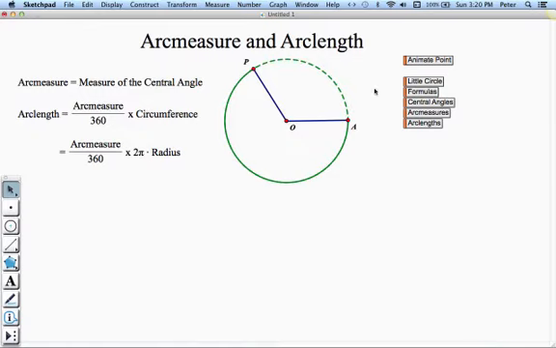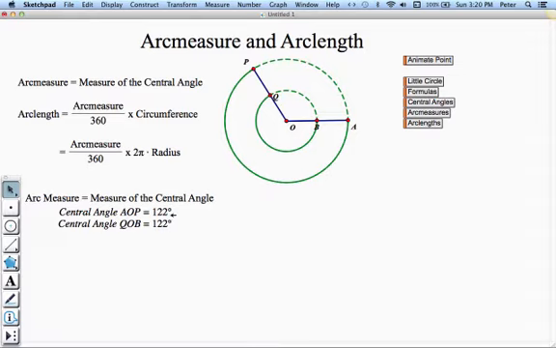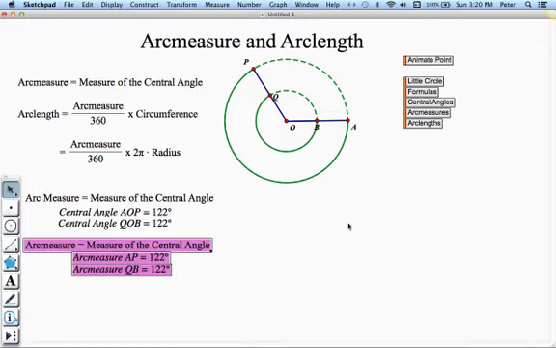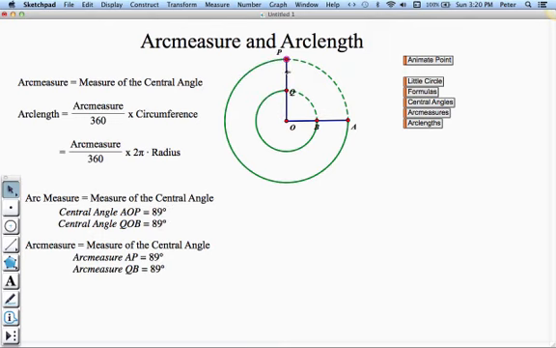Okay, well, let's see what happens when we add another circle. Now you can see that PA and QB are two different arcs. Yet you'll see that their central angles, AOP and QOB, have the same measure, and their arc measures are the same. And as I animate the point, no matter what I do to point P, these arcs and these angles will stay the same measure, but the lengths will not.